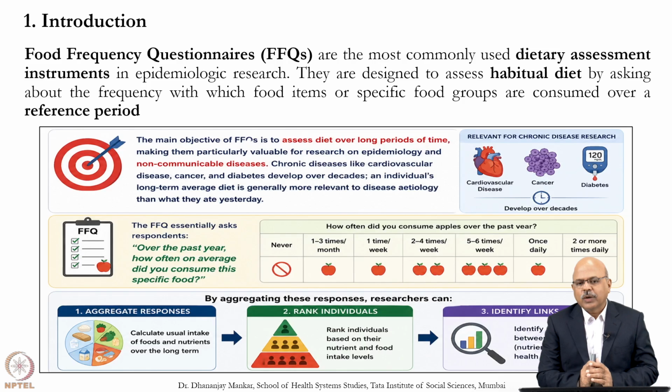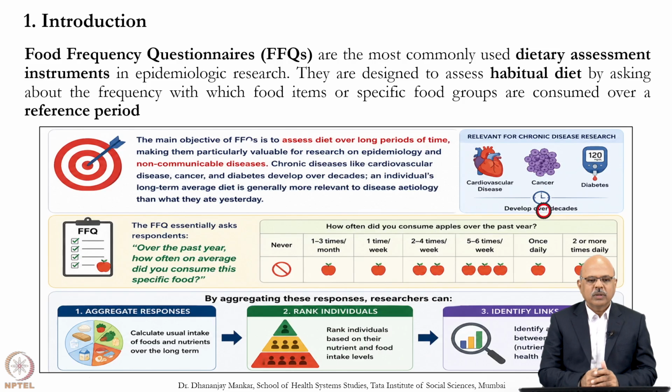Chronic diseases like cardiovascular diseases, cancer and diabetes develop over decades, and an individual's long-term average diet is generally more relevant to the disease etiology than what they ate yesterday. So you can understand the relevance of FFQs for chronic diseases in research, particularly cardiovascular diseases, cancer and diabetes. They develop over a period of time.